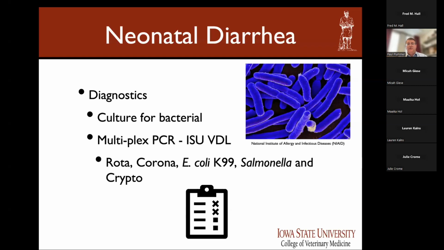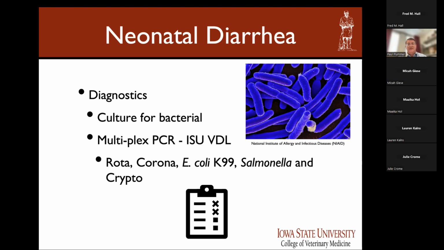So this diagnostic includes all 5 of our big ones that we talked about: Rota, Corona, E. coli, although it's only the K99 E. coli's, Salmonella, and Cryptosporidium. All of those are our major drivers of diarrhea, so that's very helpful. One PCR gives us all of those. But again, as I mentioned earlier, sometimes we see E. coli's that are not K99s.